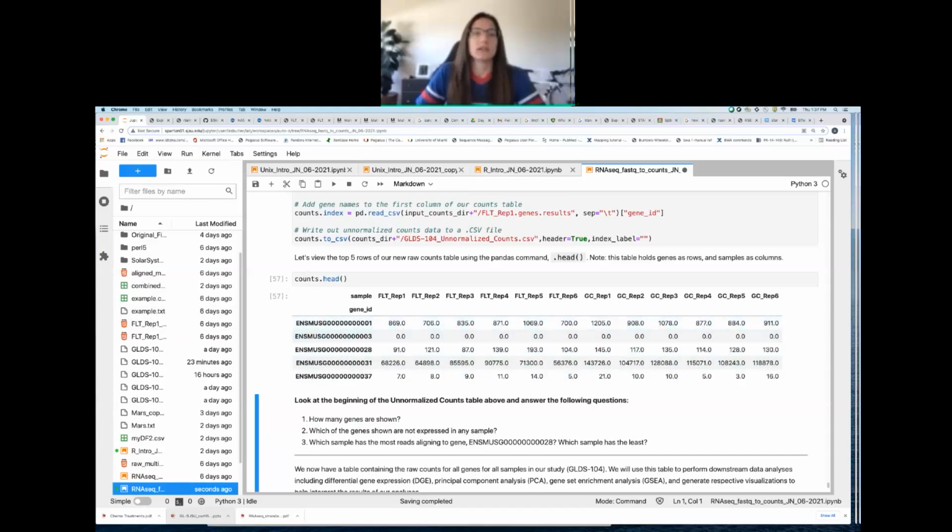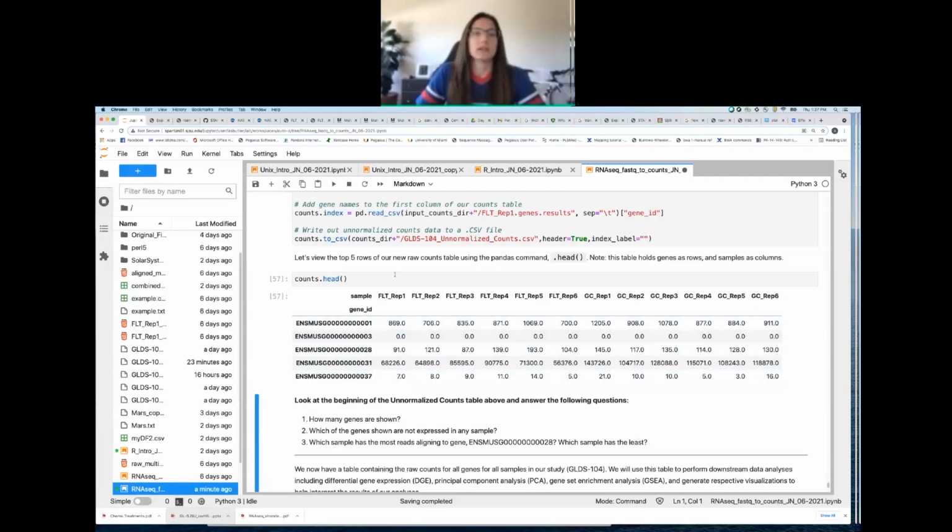So I have a few questions based on this table. As you can see here, the first column is going to be our gene IDs, because again, we pulled this from the genes.results file. So we're looking at gene expression. We have our gene IDs here, and across our column headers, each column is a different sample.